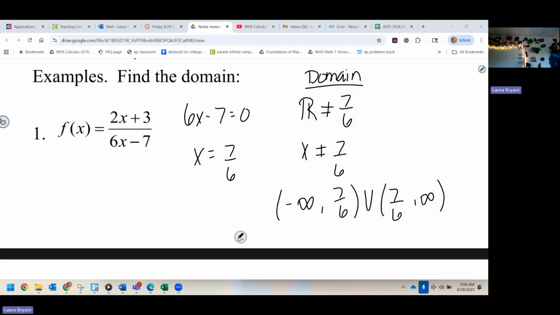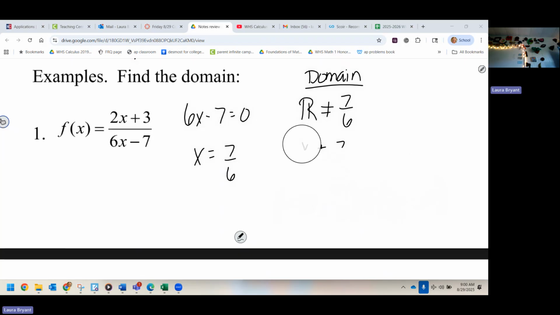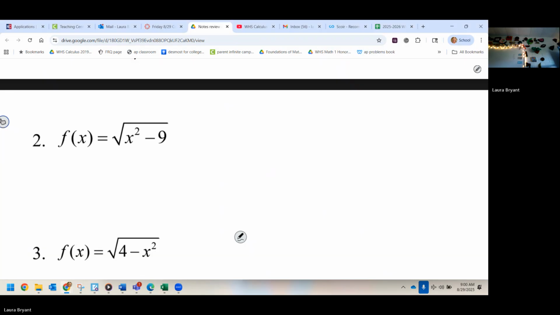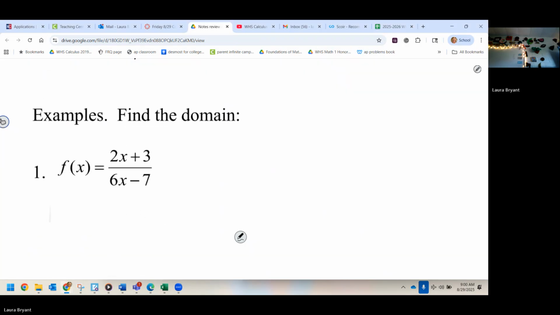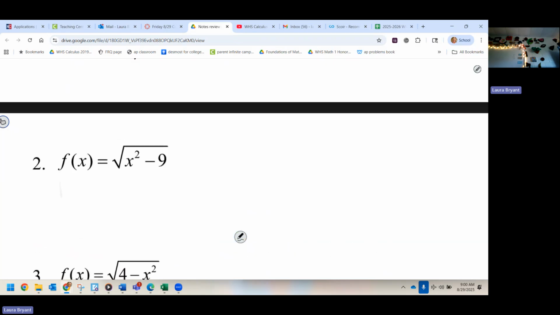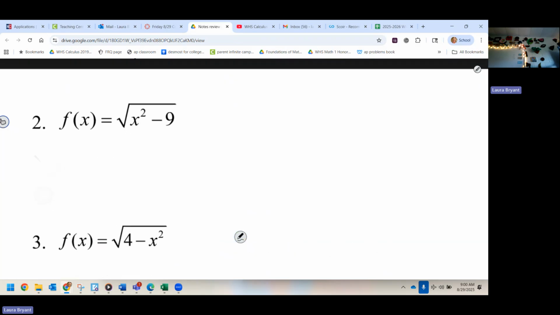Any questions on that one? Okay. All right, let's look at the next one. Oh, we went straight to 2 hard ones in a row. Okay. It's okay. We're gonna jump right into a hard one of square root.